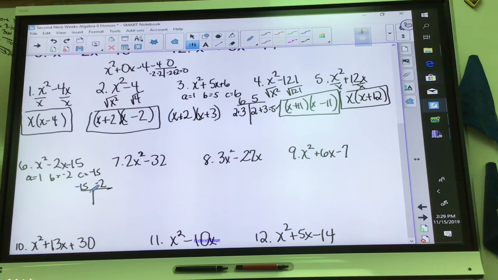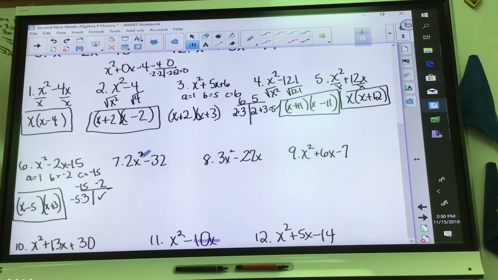Okay, so I needed a negative product. That means one of them's positive, one of them's negative. Thinking ahead even more, I need a negative sum. That means the bigger number is negative. So -5 times +3 multiplies to give me -15 and adds to give me -2. And then my A value is 1, so I can do this the quick way. X minus 5, X plus 3. And that one's done.